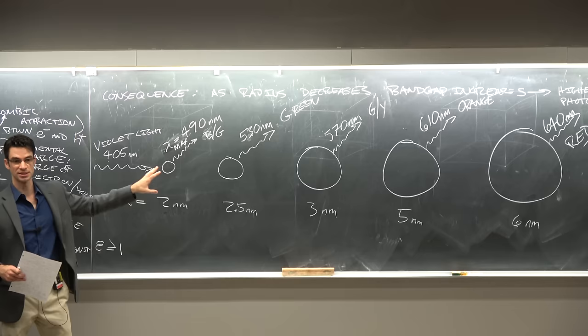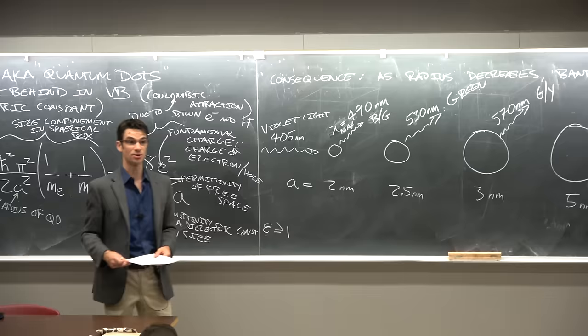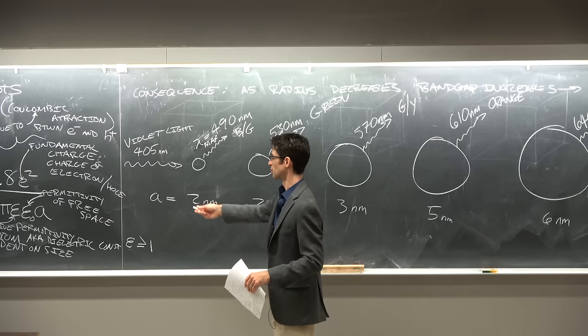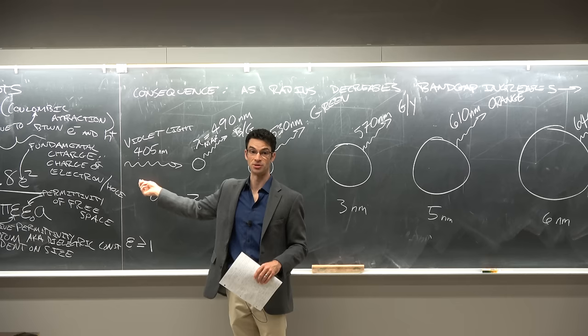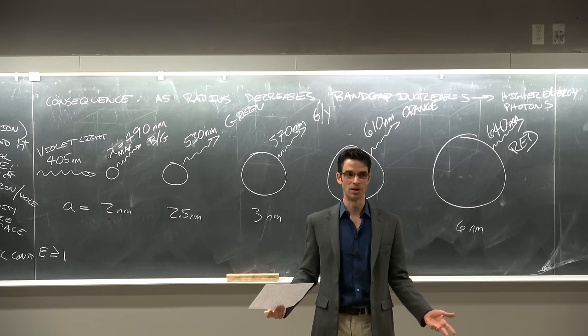Yes, the question is, if you have quantum dots that are bigger or smaller, can you get outside of the visible spectrum? You absolutely can. So you can have UV-emitting quantum dots, but you have to irradiate them with an even higher energy UV photon. If you have large quantum dots, you can have IR fluorescence. We don't usually think of fluorescence as being anything other than visible light, but you can indeed have it.